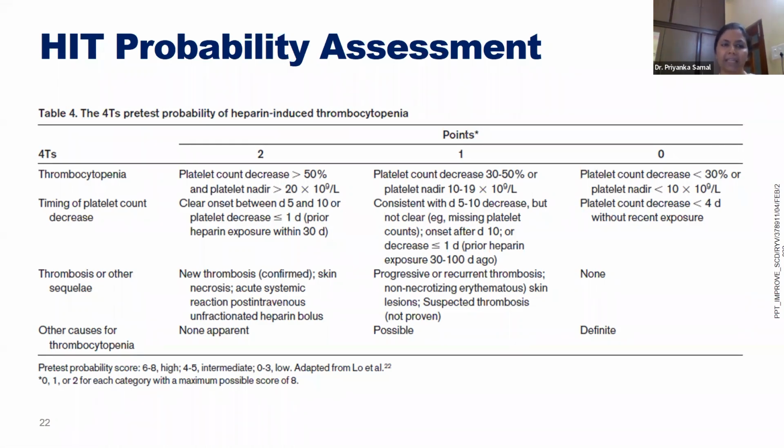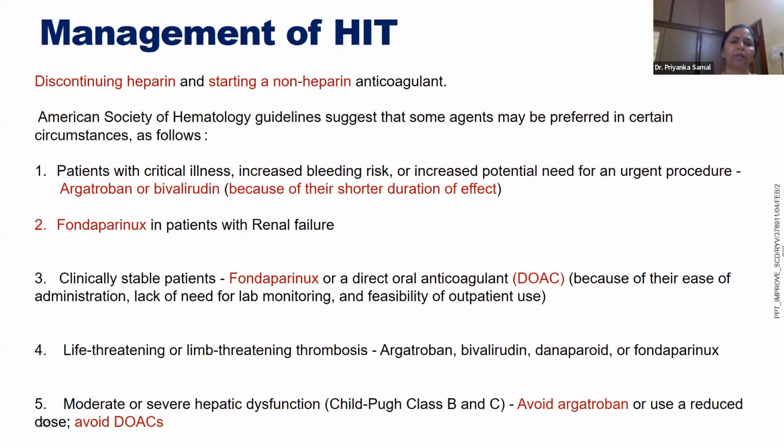There are some assays, ELISA tests and other assays, to determine and prove that the patient has HIT. A score of 4 to 5 is intermediate; the patient may or may not have HIT. 0 to 3 is low probability of HIT. So you can go through the chart later on.